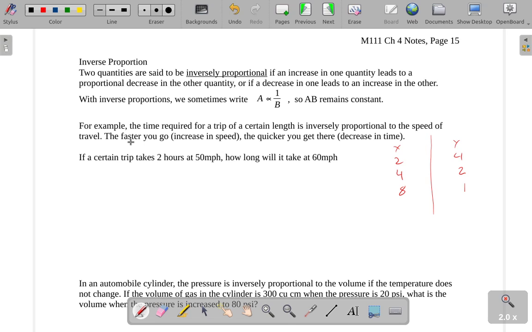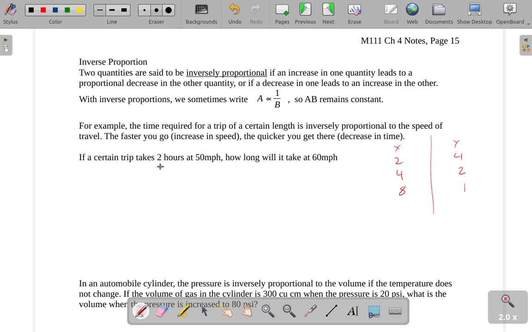So we see inverse proportionality in an instance of something like this. The time required for a trip of a certain length is inversely proportional to the speed you travel. If you double your speed, you're going to cut the amount of time the trip takes in half. Yeah, not generally safe to go double the speed, but I suppose it depends on how fast you're starting with.